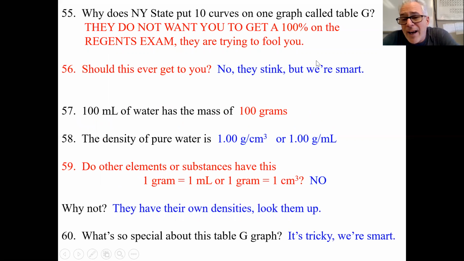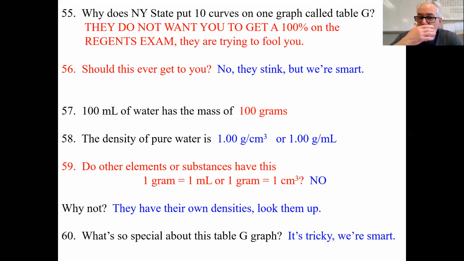All right. Why does New York State put 10 curves on table G, right? Because they hate your guts and they don't want you to get 100 on the Regents. They want you to get nervous. They want you to get confused. Don't worry. Should you ever get confused or let it bother you? No. They stink. They're stupid. You're smart. 100 mLs of water is the same as 100 grams. That's another dumb thing they do. 100-gram solution. Who talks like that?